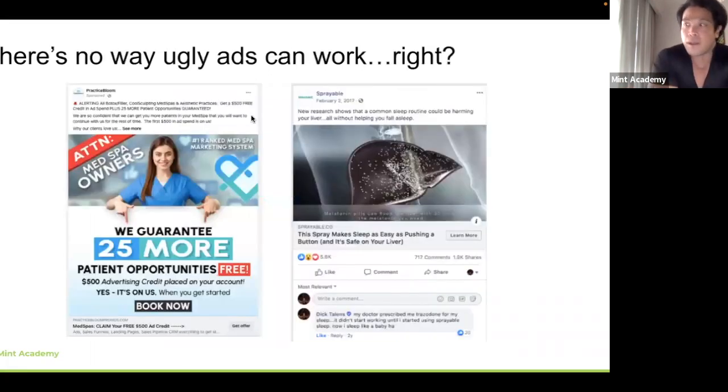Now, the opposite might be true for ugly ads. You probably will notice an ugly ad on your feed, but the question is, can this actually work? If you are not used to advertising on Facebook, Instagram, and other social media platforms, this is really, really counterintuitive. And like I said, it was very counterintuitive to me as well when I got my feet wet in ads. So there's no way these could work, right? So I'll explain what's going on.